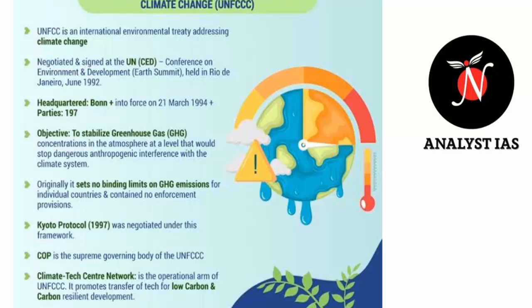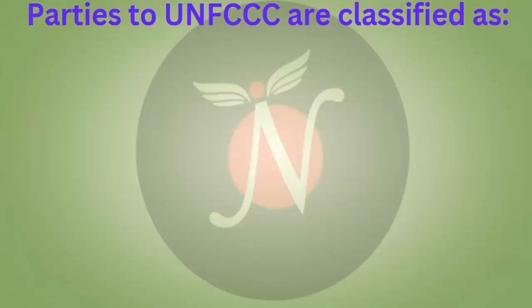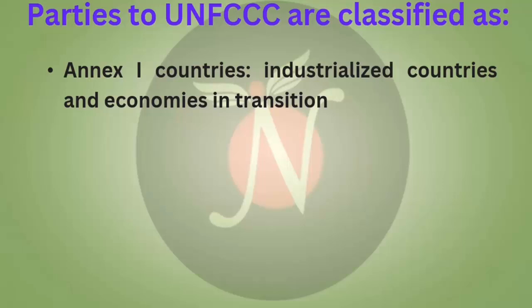Updated inventories must be regularly submitted by Annex 1 countries, and by Annex 2 countries and the developing countries. Now we will discuss how the parties to the UNFCCC are classified. These are Annex 1 countries, which are industrialized countries and economies in transition. Annex 1 countries which have ratified the protocol have committed to reduce their emission level of GHG to targets that are mainly set below their 1990 level. There are 43 Annex 1 countries and the European Union is also a member.